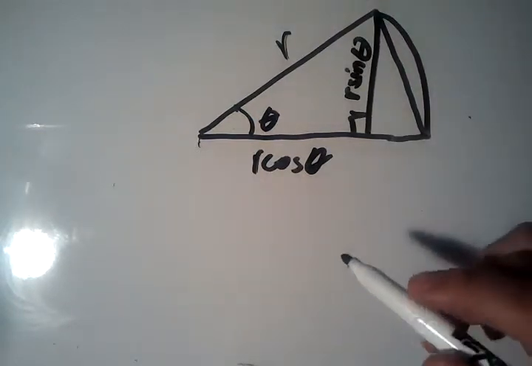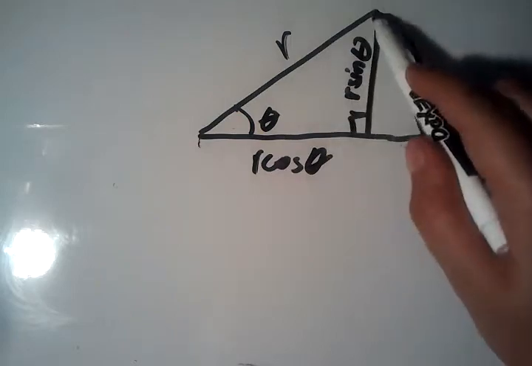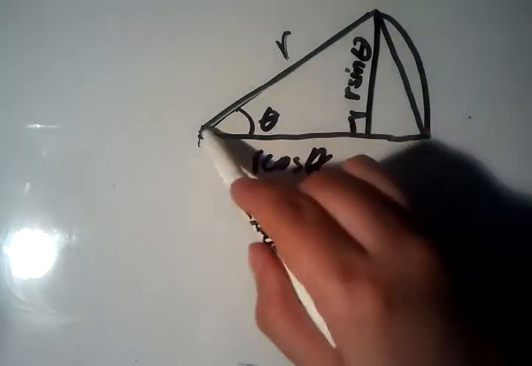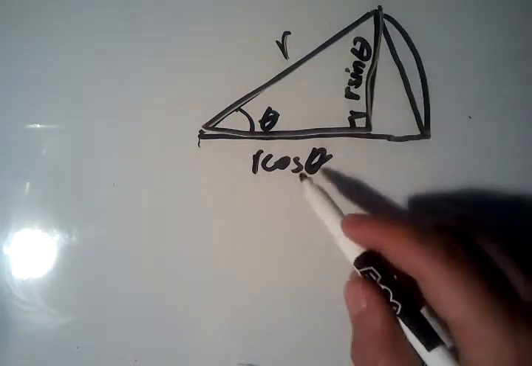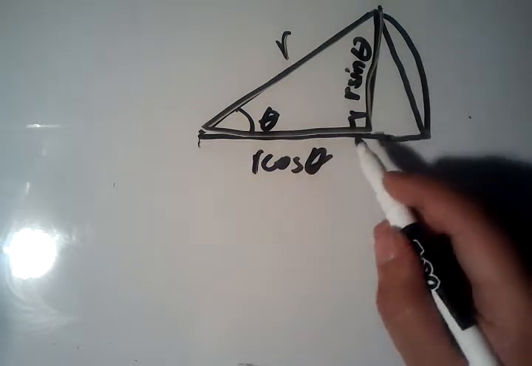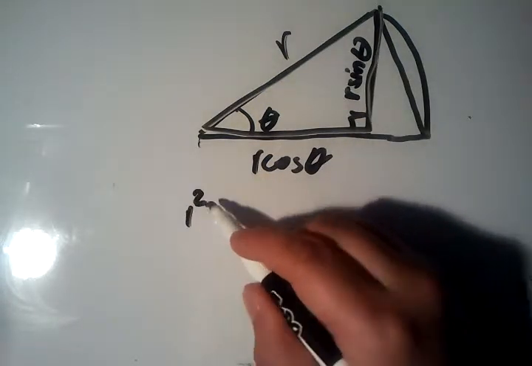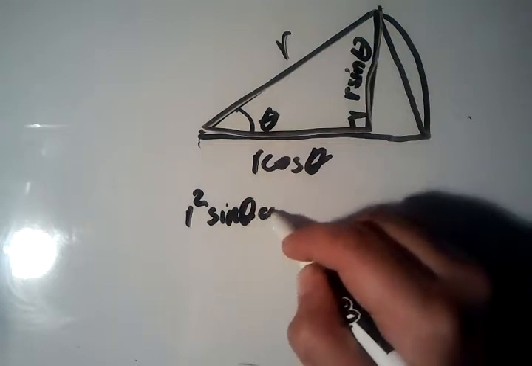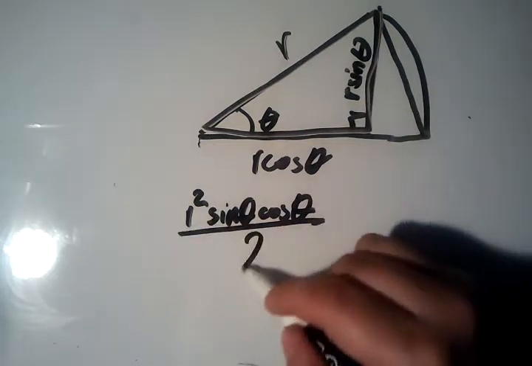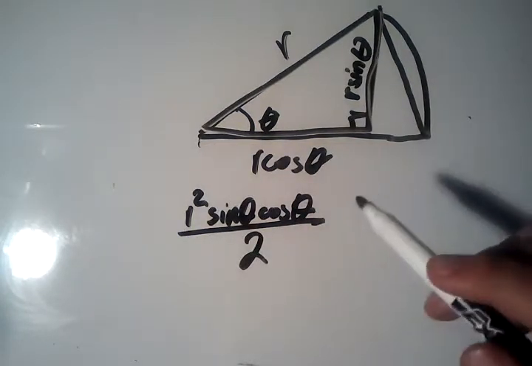So that's a good thing to establish. So the area of this triangle right here is going to be base times height divided by 2. So it's going to be r squared sine theta cosine theta over 2. So that's to note first.